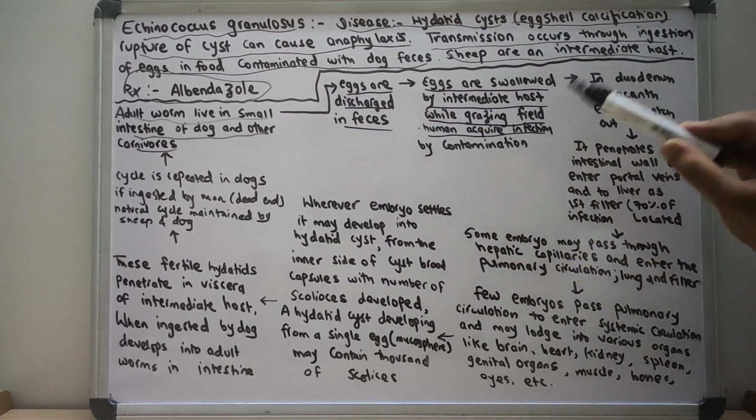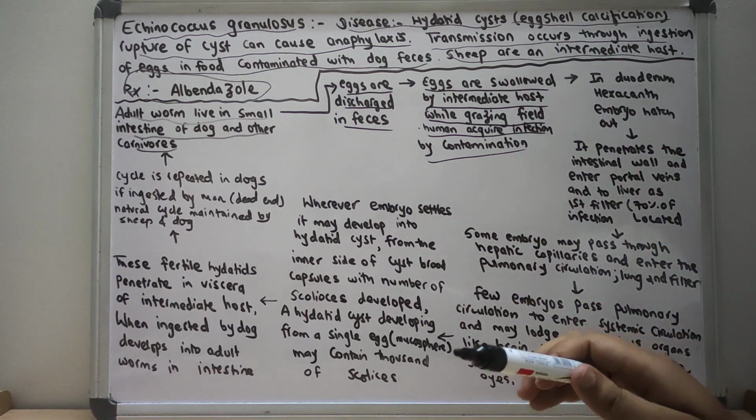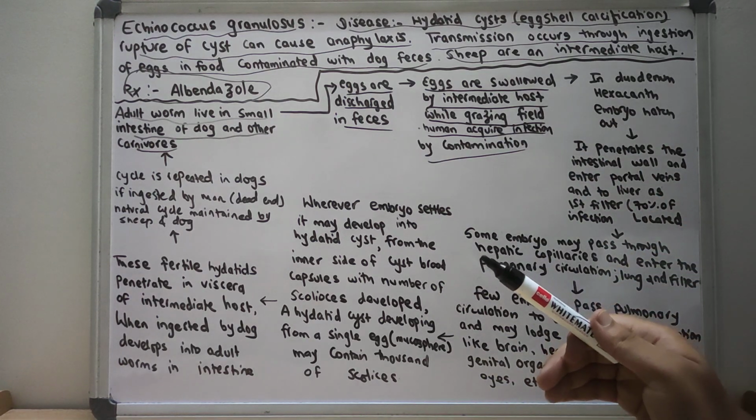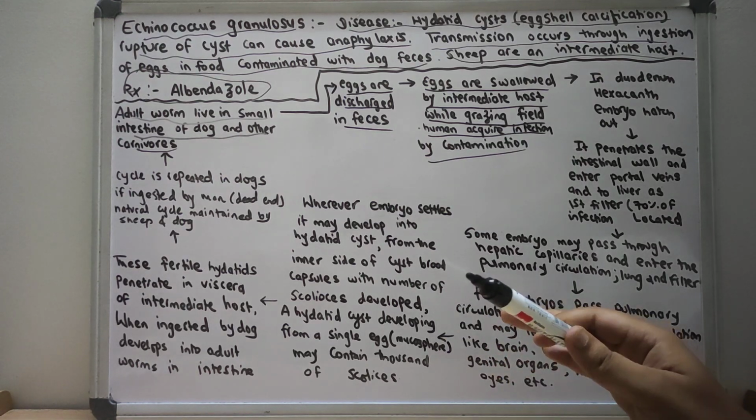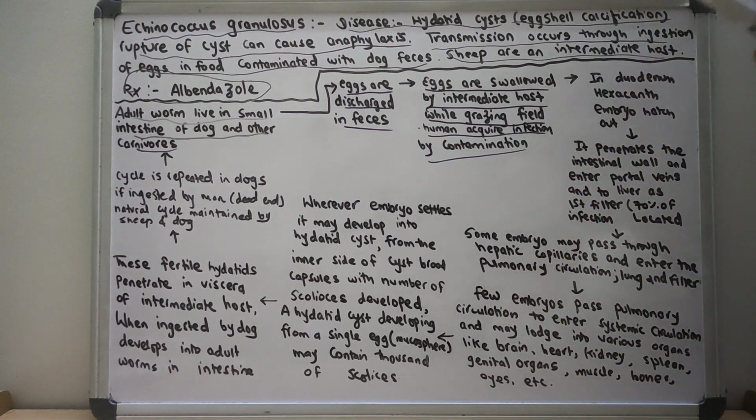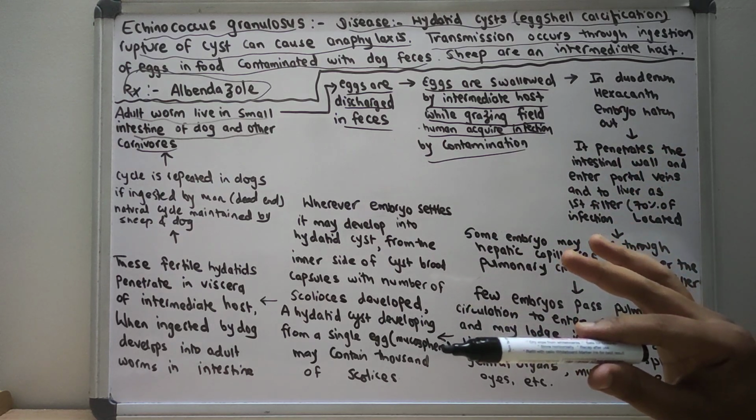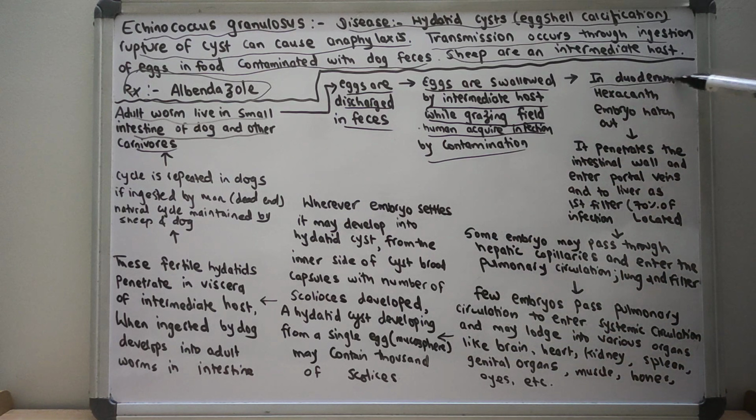The human can acquire the infection by the contamination through the various food, by the direct contaminations of the food by the feces of the dog, or the contamination of the other vegetables and foods. So in the duodenum of the intermediate host, hexacanth embryo hatches out, and the hexacanth embryo penetrates the intestinal wall and enters the portal vein and to liver as the first filter. So 70% of the infection is located in the liver in the first filter.